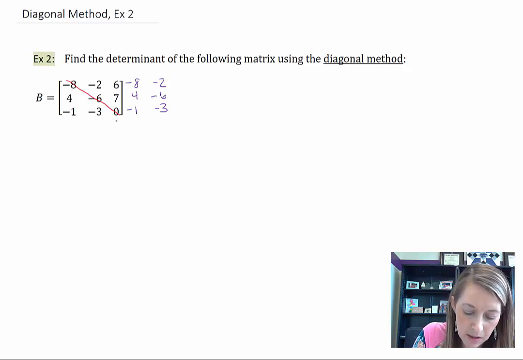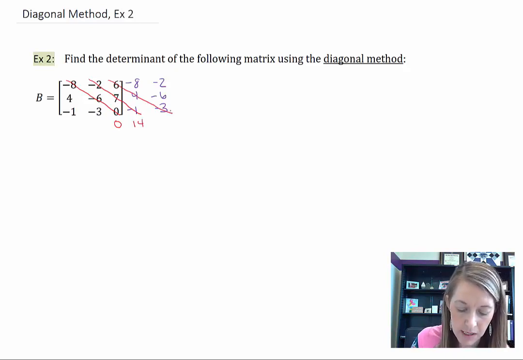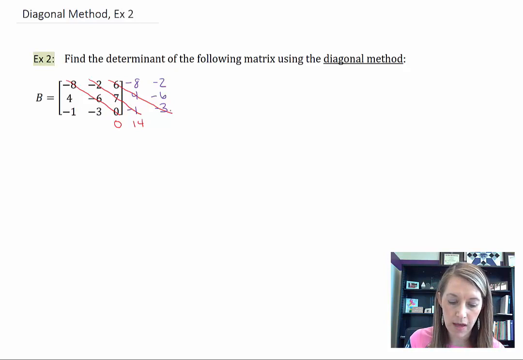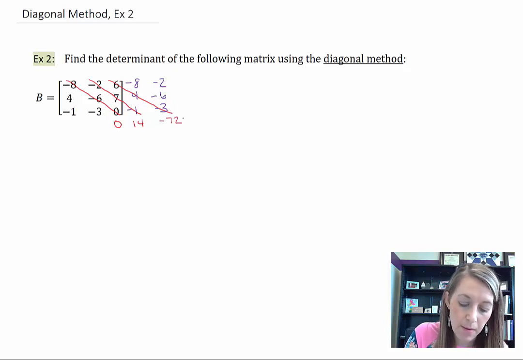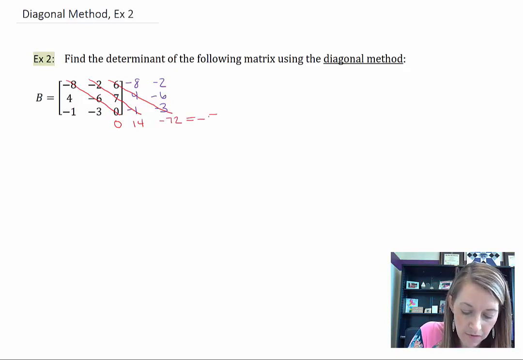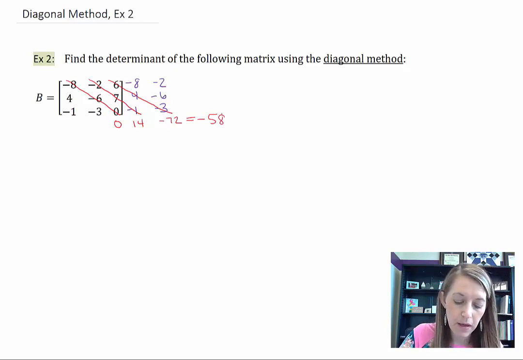Negative 8, negative 6 times 0 gives me 0. Negative 2 times 7 times negative 1 gives me positive 14. And 6 times 4 times negative 3 gives me 24 times negative 3, and so that gives me a negative 72. Okay. Remember, we add these numbers together, so negative 72 plus 14 gives me a negative 58.